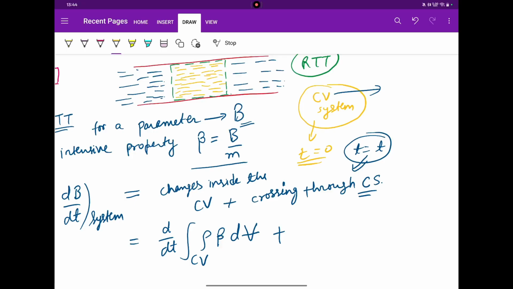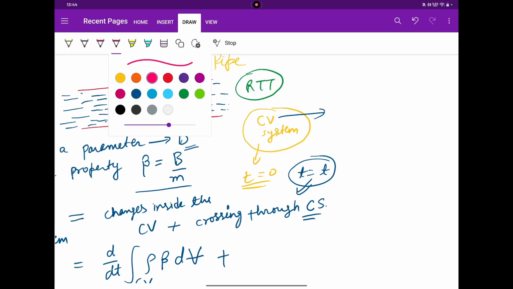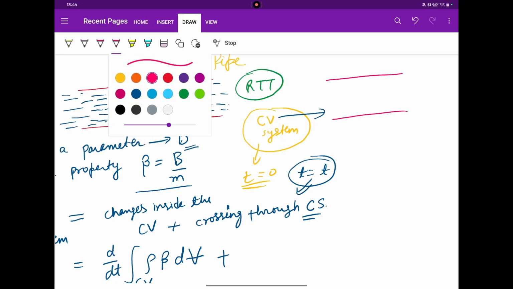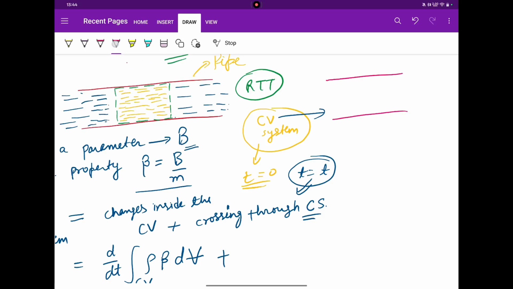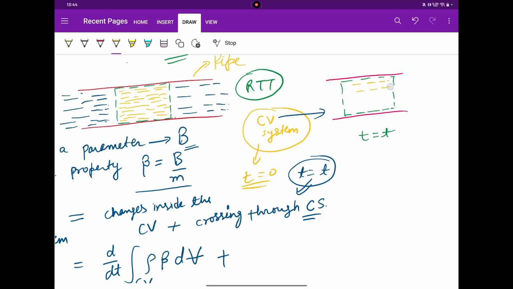Wait, okay, let me make it again just to make it clear. It will take some time, but it will be right. I'm making this control volume scenario at t equal to t. Fine. So what would have happened? Some of the fluid would have crossed out, but I'm considering what is the system. I cannot consider other fluid. I'm only considering this yellow color fluid.